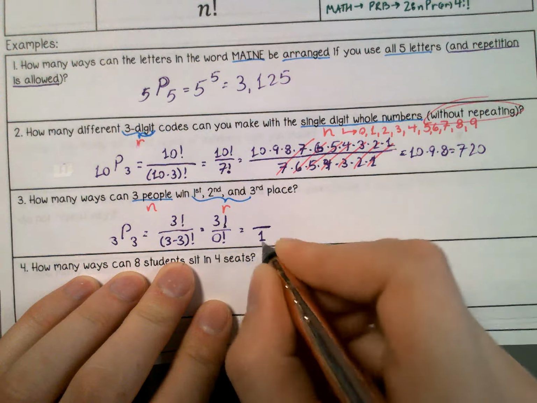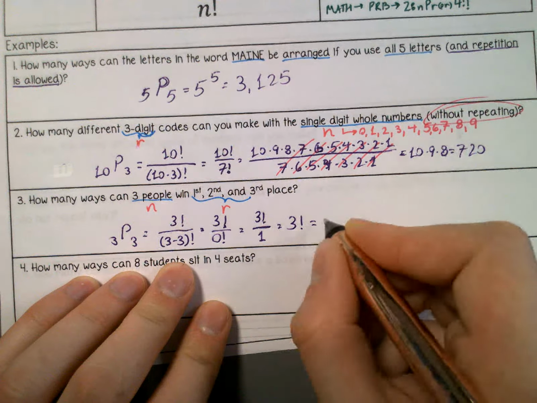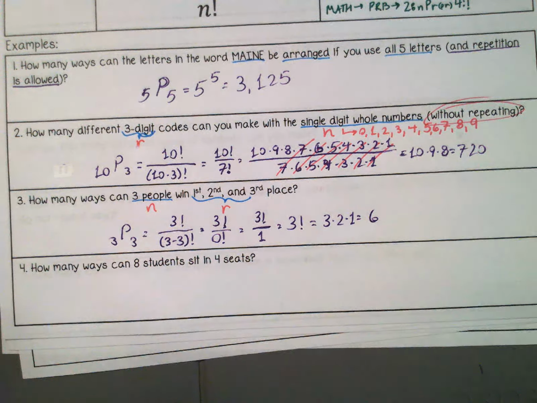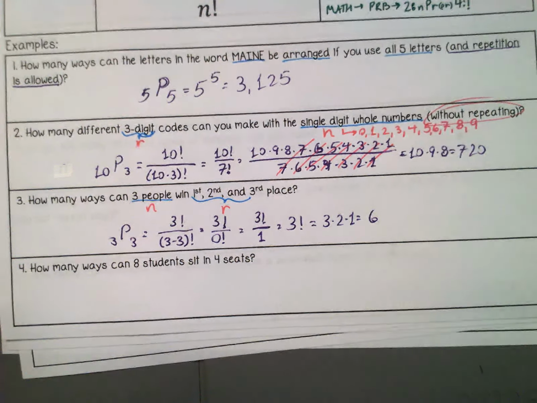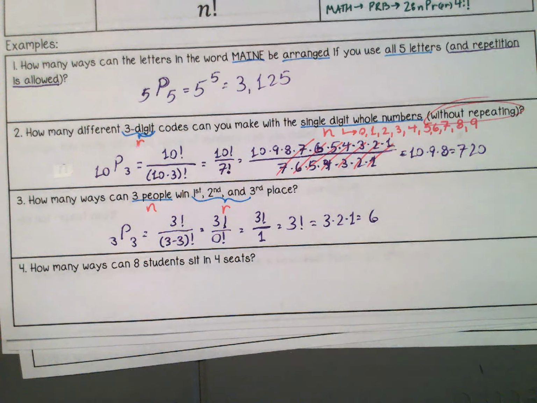Okay? And anything divided by 1 is itself. 3 factorial will be 3 times 2 times 1, which gives me 6 as my answer. So when you have the same sample space and the same number of things you can choose, you should be grinning ear to ear. Just factorial the number and run with it. That's a gimme. All right?